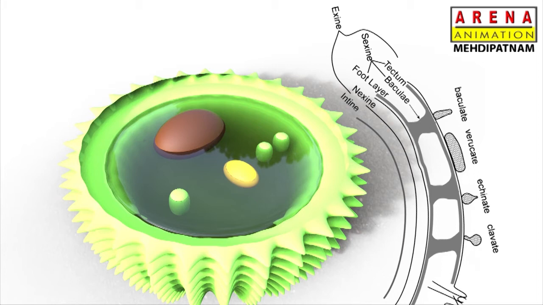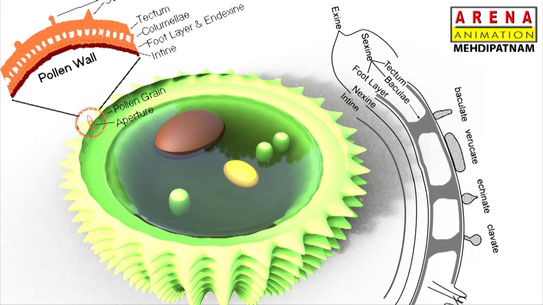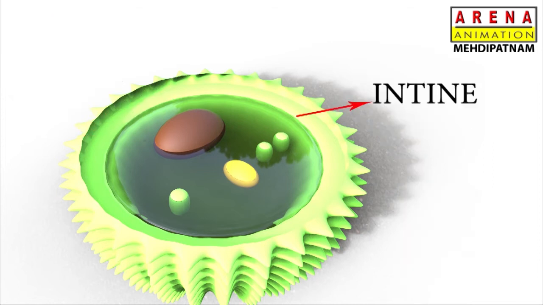It is composed of two layers. These two layers are the tectum and the foot layer, which is just above the intine. The tectum and foot layer are separated by a region called the columella, which is composed of strengthening rods. The outer wall is constructed with a resistant biopolymer called sporopollenin. The intine layer is made up of cellulose and pectin.